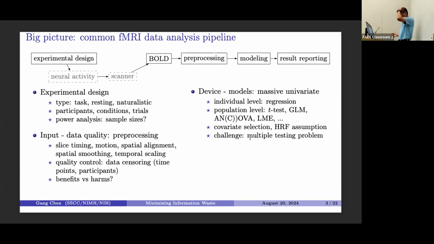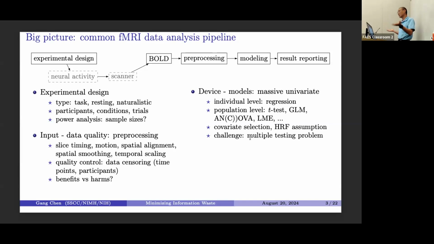For each model, you may also need to consider covariates, right? So males, females, do you think that's something you need to worry about? Age, brain volume, many things, right? Behavior data, like anxiety, depression, those are behavior measures.